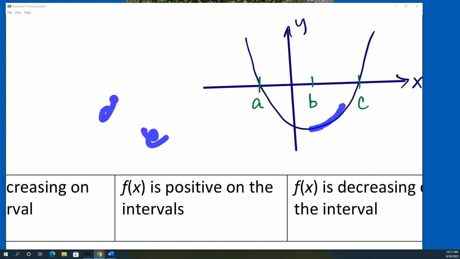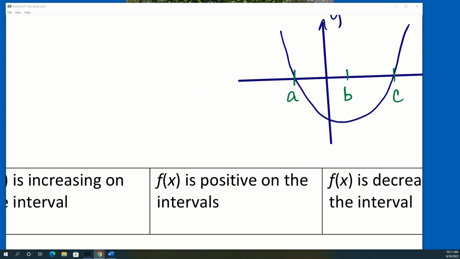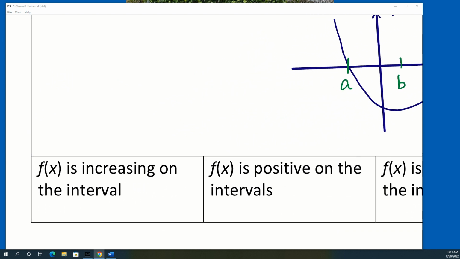It should be this right here. So how would you describe those x's? Using A, B, and C. B to infinity, right?